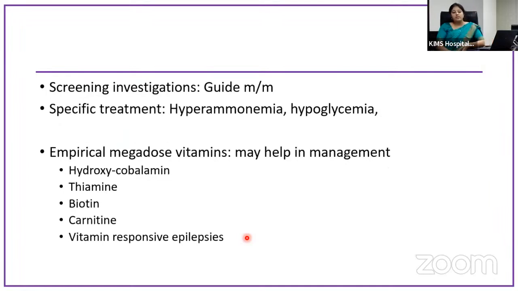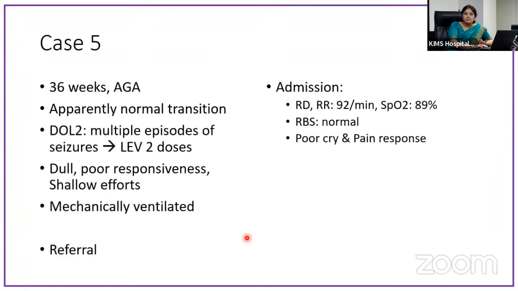Screening investigations, when done early, do guide our management. Specific treatment for hyperammonemia and hypoglycemia, which we get on the screening investigations, becomes very, very important. Empirical megadose of vitamins may help in management. Once we are not very sure what we are looking at, and if we are suspecting IEMs or vitamin responsive epilepsies, we should start our neonates on hydroxycobalamin, thiamine, biotin, carnitine, and vitamins for vitamin responsive epilepsies.